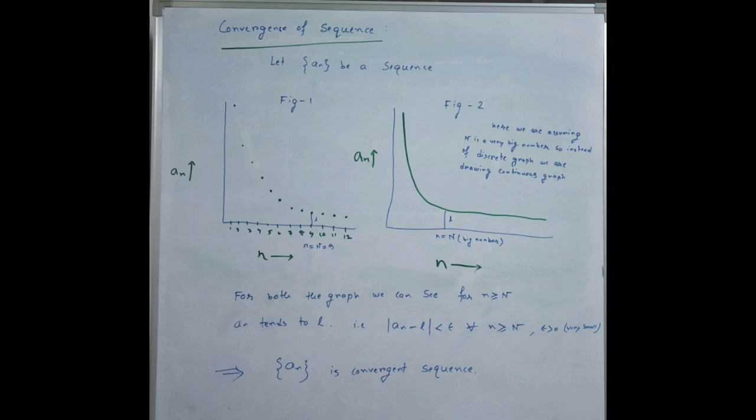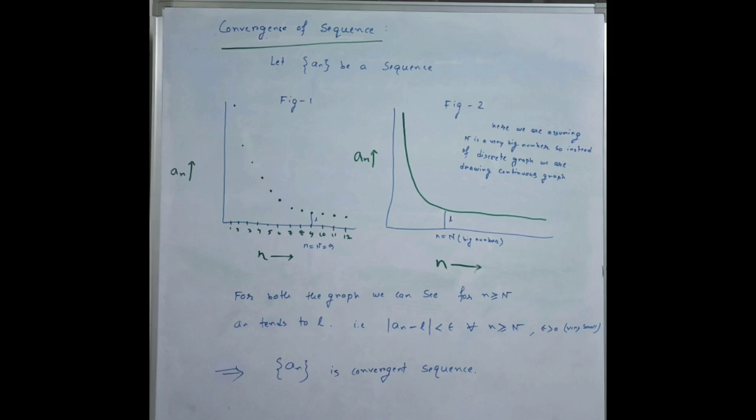But for figure 2, I am assuming that the capital N is a very big number. So before that N, I have many natural numbers. So I am assuming that the points are very close, so the graph looks continuous, though the graph must be a discontinuous graph.